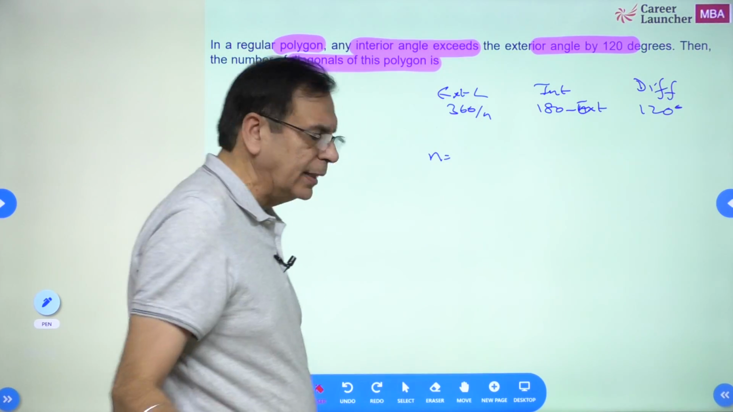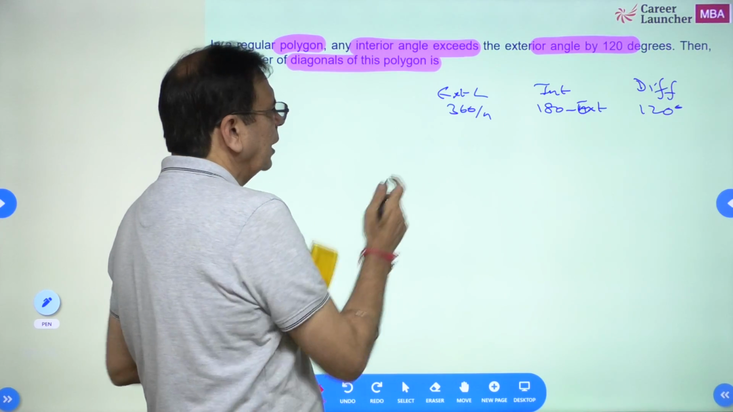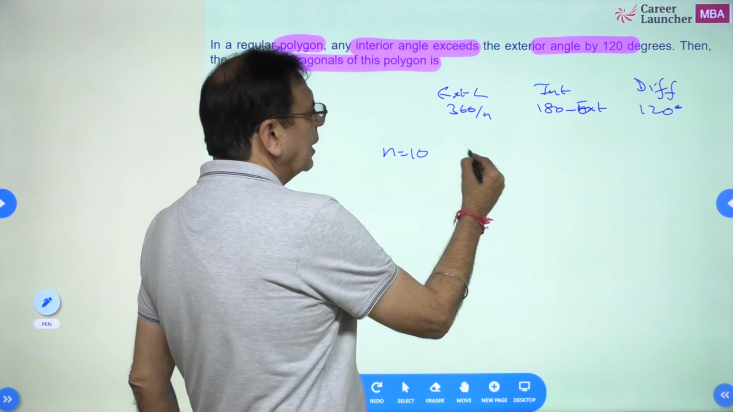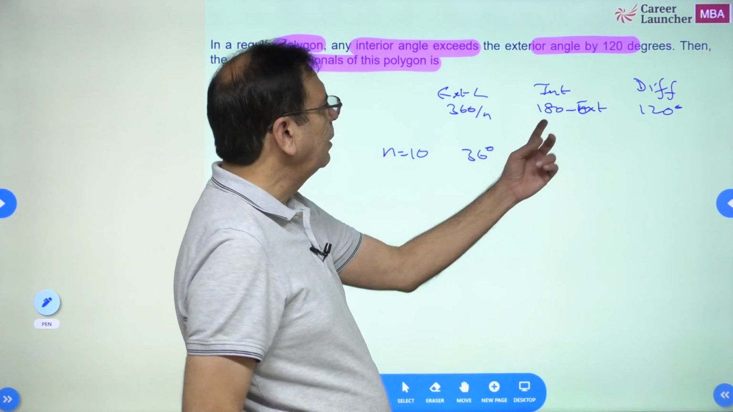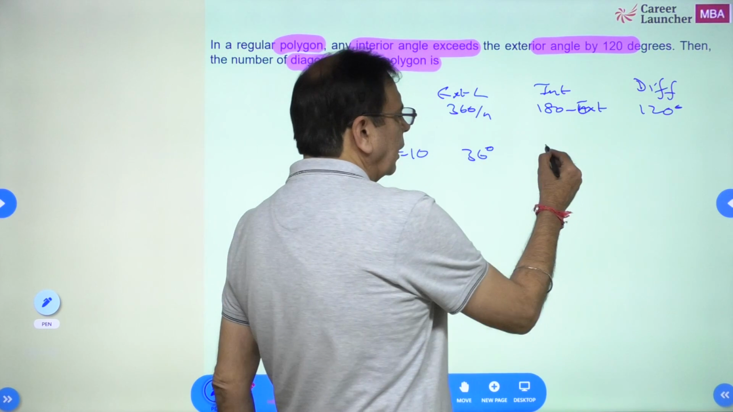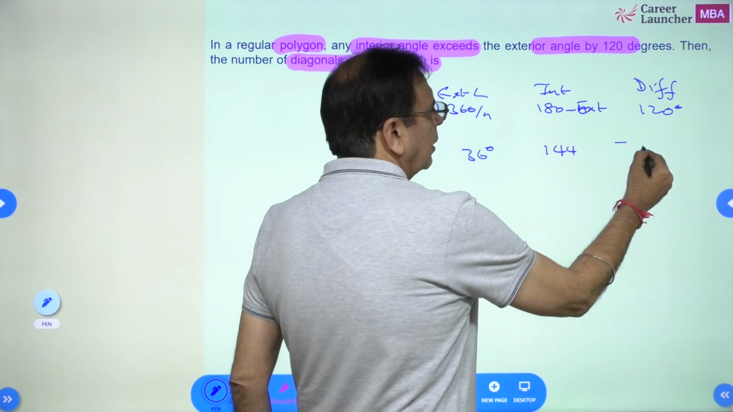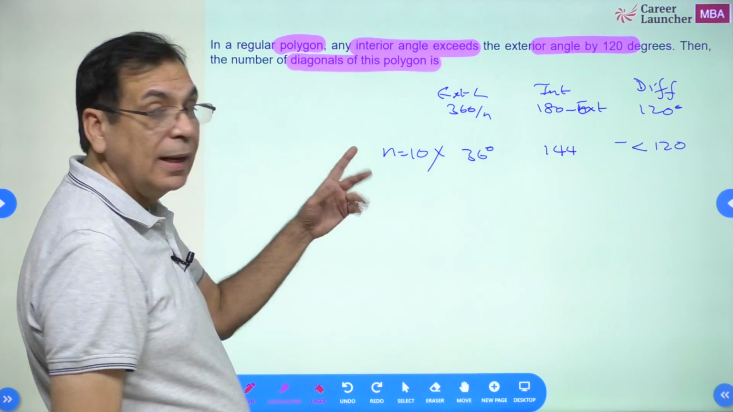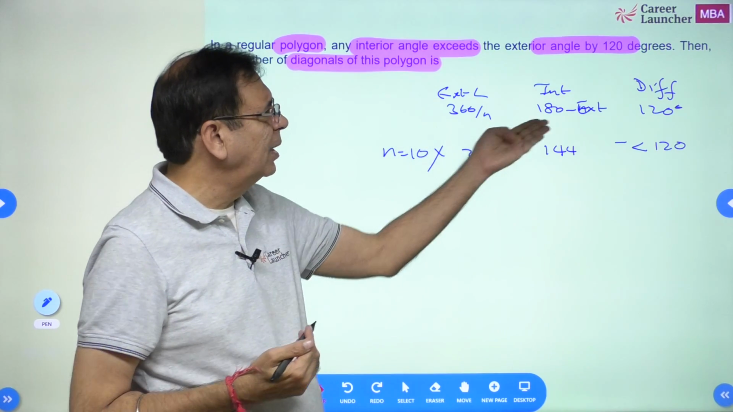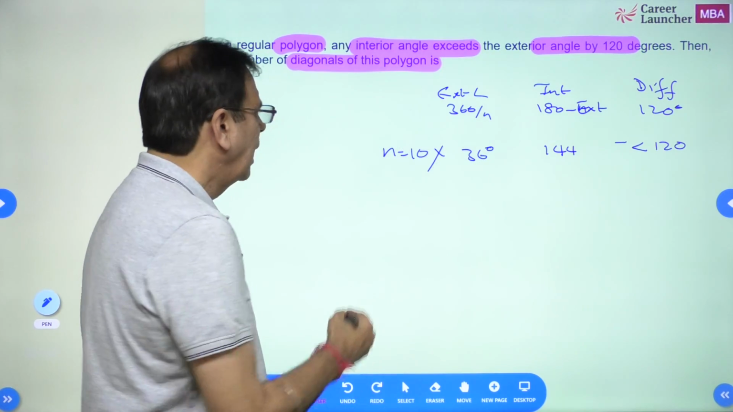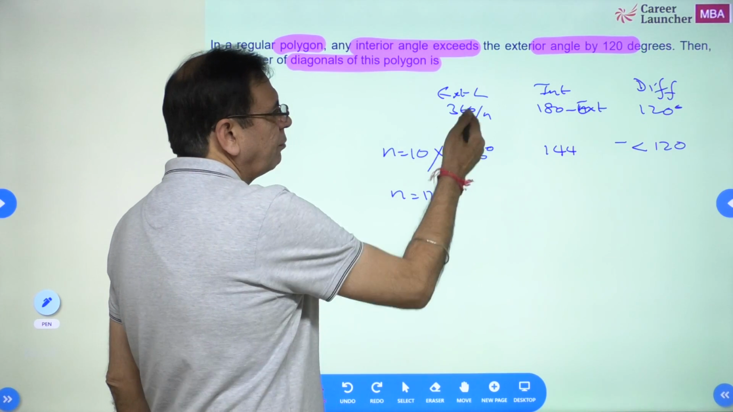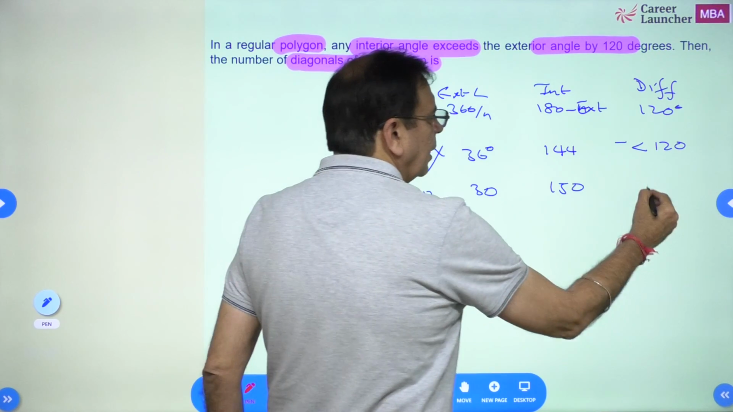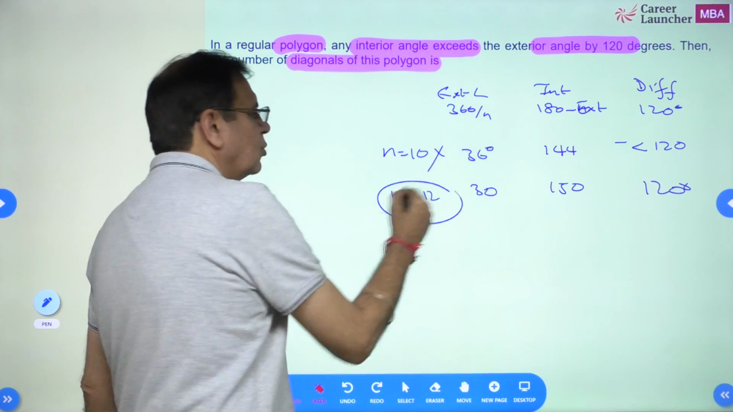So if n is equal to 10, okay, my basic jugaad is to take values which are factors of 360. So I took n as 10. The exterior angle is 36 degrees. Interior angle will be 180 minus 36, so 144. This difference is less than 120 degrees, so this cannot be the value. What next? I won't take 11, because that will be a decimal, it won't be the answer. n equal to 12. 12 is a factor. 360 by 12 is 30 degrees. If this is 30 degrees, this is 150 degrees, the difference is 120 degrees. Great, so n has to be equal to 12.